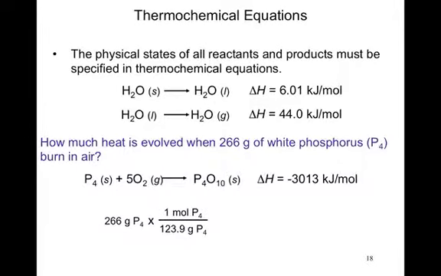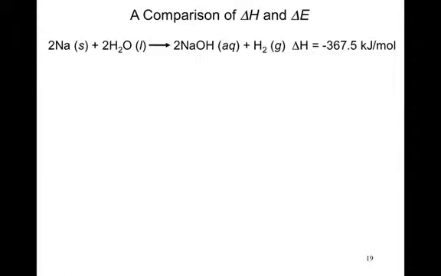So if we have 266 grams of P4, we have to get our grams per mole from the periodic table, get moles P4, and then we say if we have negative 3013 kilojoules per mole, then we can get kilojoules per the amount in grams that we started with. So that's how you could solve a problem like that. Always check to make sure your units cancel. You'll be in good shape.